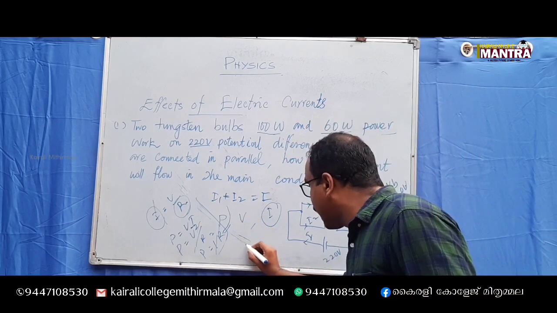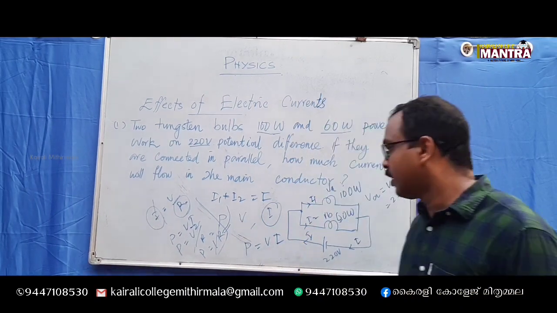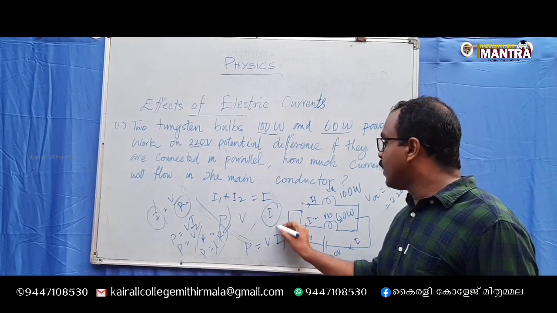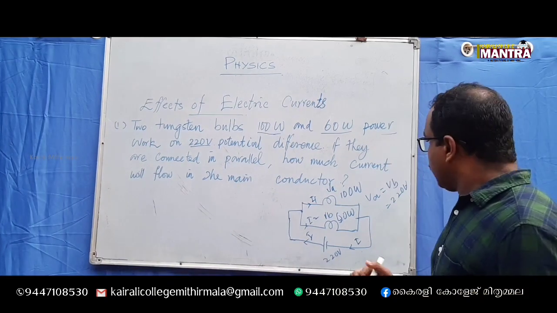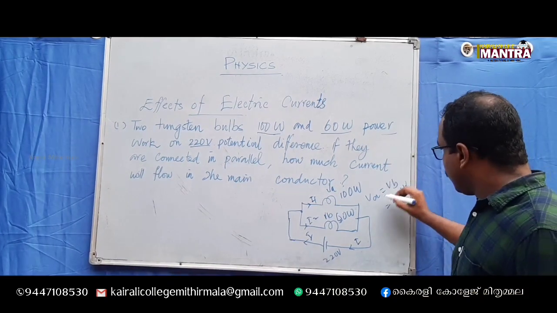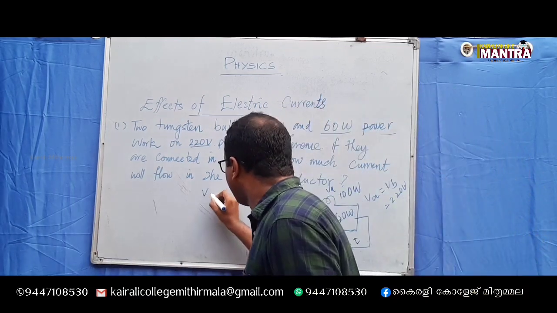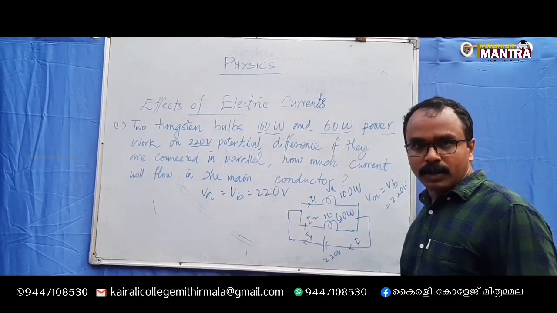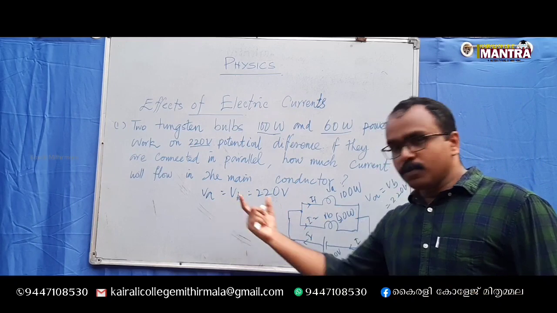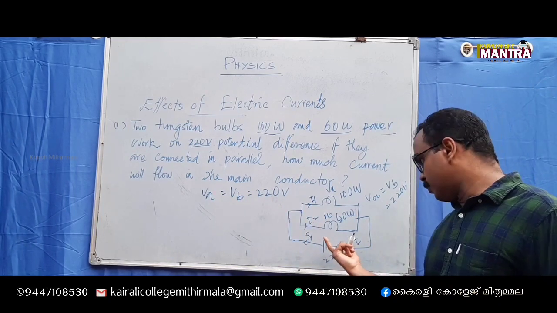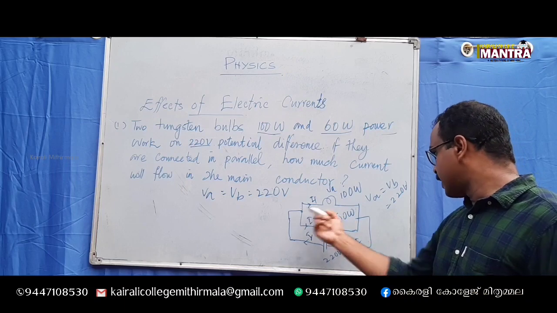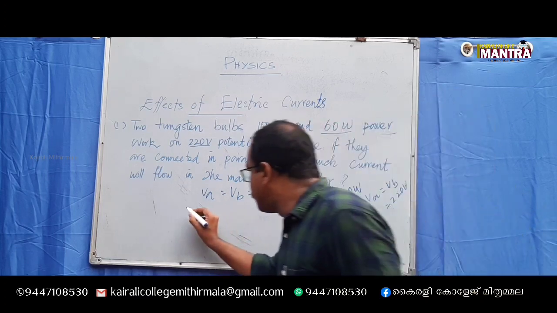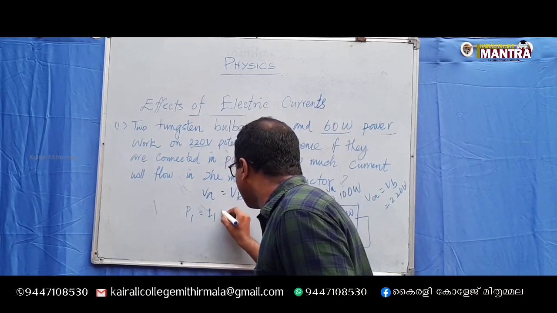And finally, we can use the equation P is equal to VI. In this equation, we have power, voltage, and current. We have to find out the value of I using power and V. Here VA is equal to VB is equal to 220 volt, which is a basic characteristic of parallel combination. That means voltages across the two branches will always be equal, which is equal to the potential difference across these terminals, 220 volt. So we can write this power value as P1 is equal to I1 into V.